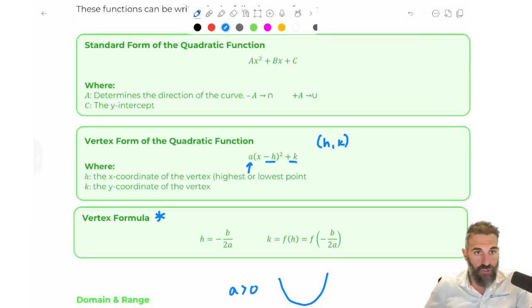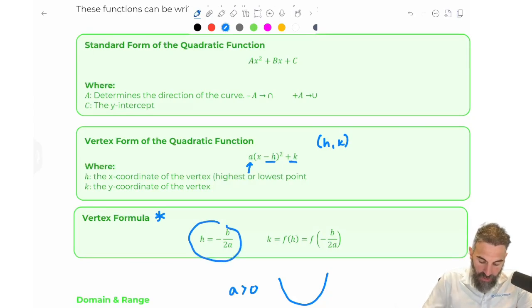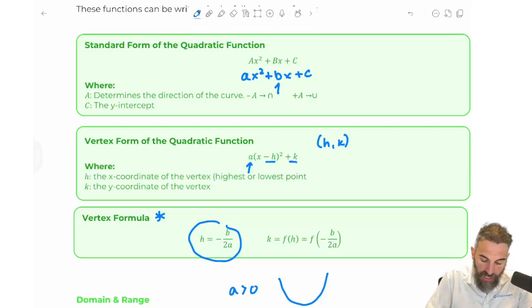So we're going to go over how to do this in just a second. To find the h, the b and the a that they're referring to is in the standard form. Often it's written this way, ax, just using lowercase, just so you guys see that it's pretty much the same. So it'd be the b and the a in the standard form.